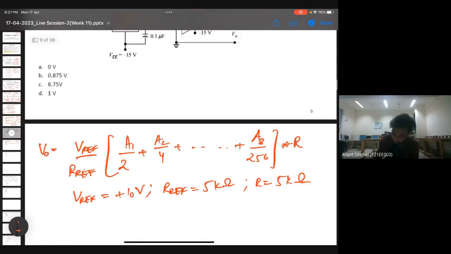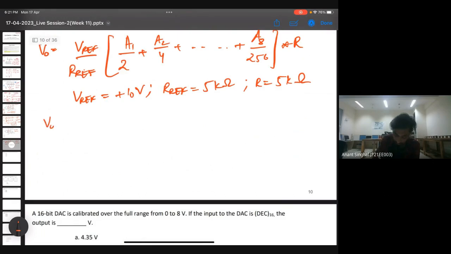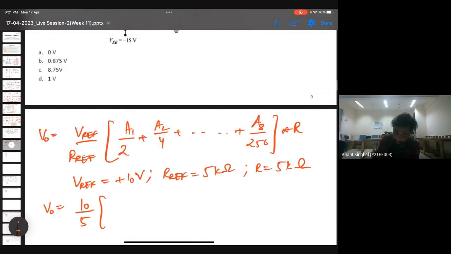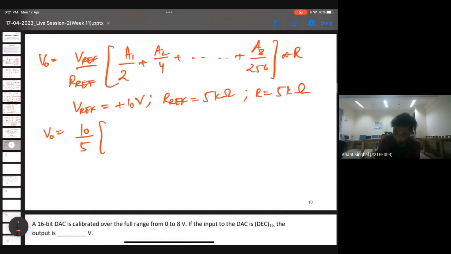Let me recheck. Yes. So V naught will be 10 upon 5. Then since input is 1, 1, 1, and then the rest of them are 0, A1, A2, and A3 will be 1, and the rest of them are 0. So it will be 1 by 2 plus 1 by 4 plus 1 by 8, and the rest of them are 0.